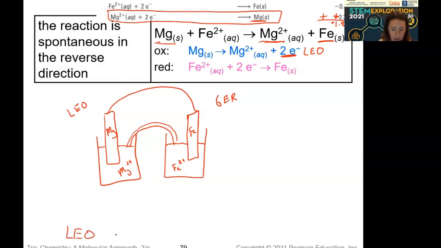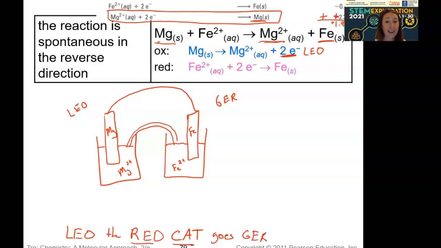I want to remind you of this: Leo the red cat goes grr, meaning reduction happens at the cathode. If you don't know which one it is, the one that got reduced is our cathode, meaning the other one is our anode.